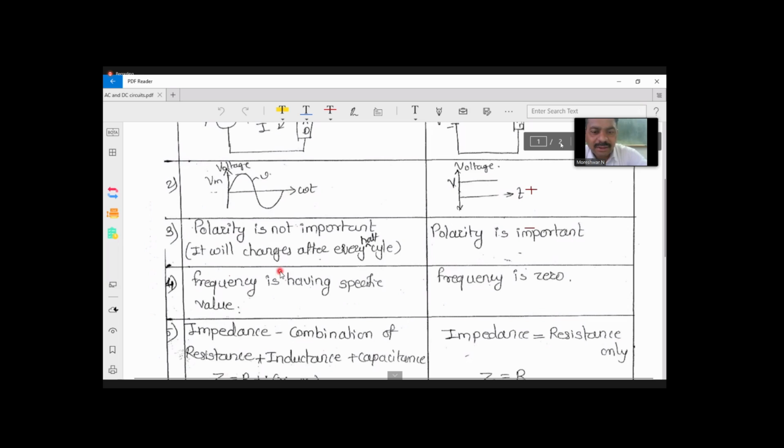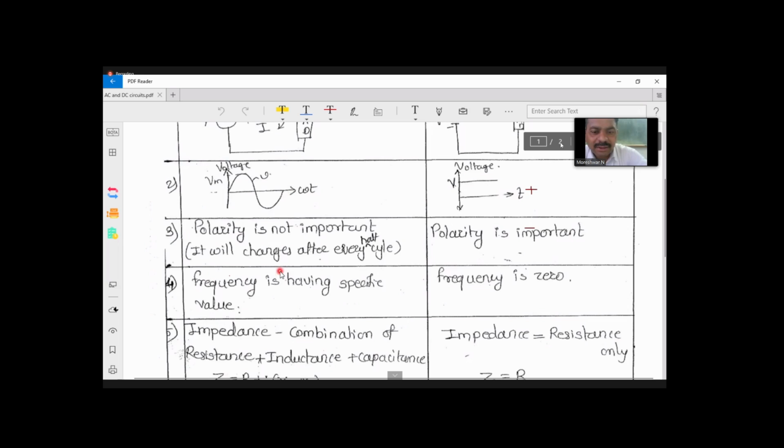But in case of DC, impedance is actually only resistance. All electronic circuits work only on DC power, and they normally contain resistances. So the impedance of an electronic circuit is normally denoted by Z, and it is purely resistive. These are the five differences between AC and DC circuits that you can write here.